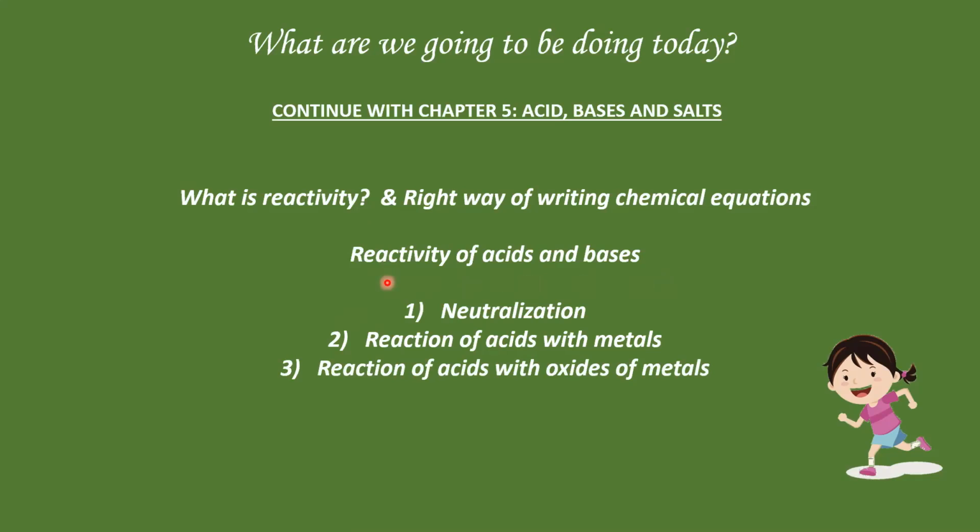So third is the reaction of acids with oxides of metals. So if I have a metallic oxide and I put in an acid, what is going to happen? And the fourth and last one is the reaction of bases with oxides of non-metals. So this again is basically the opposite of the third point. Instead of reaction of acid, it's reaction of bases with oxides of metals, and here oxides of non-metals. So these are the four things we're going to be doing.